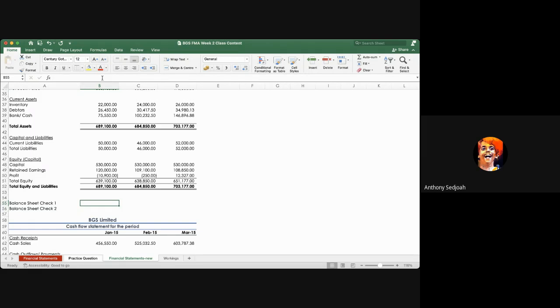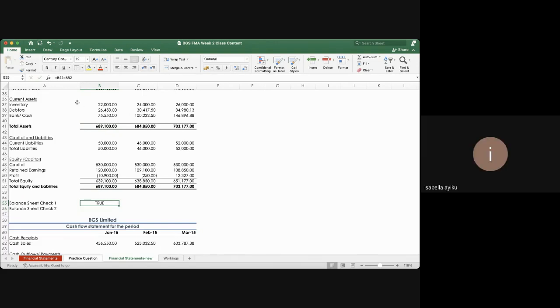Okay, no problem. So this is the first way to do it. To input your formula or functions, you have to start with equal to. So equal to, then select the total assets like this. Then another equal to like this. You see how simple it is.